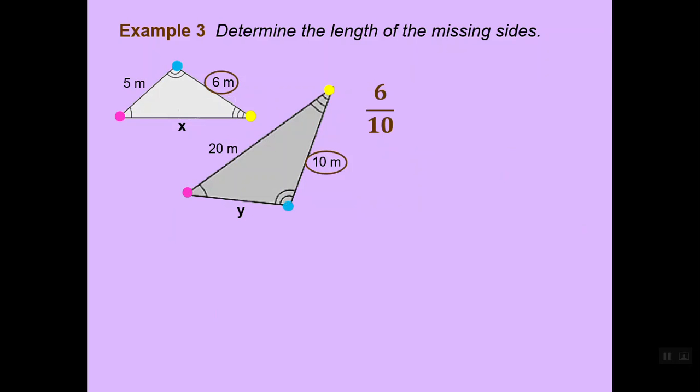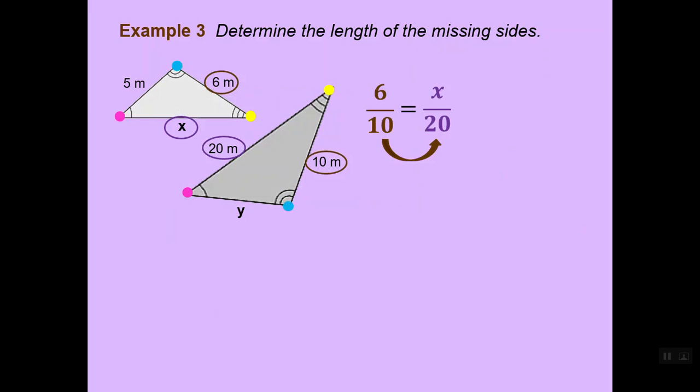Now, I'm looking for x, and I can see that x is between the pink and the yellow, so I know that that corresponds to the 20, because that's between the pink and the yellow and the other one. So I can set up that ratio, and then I know I've gotten them correct, and make sure small triangle are both in the numerator, big triangle are both in the denominator, or vice versa, as long as they match up.